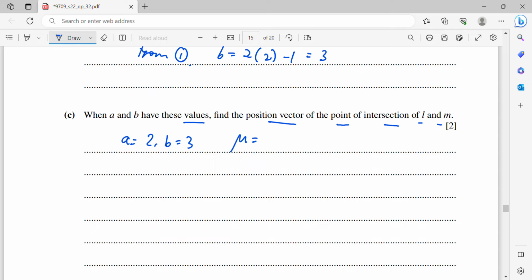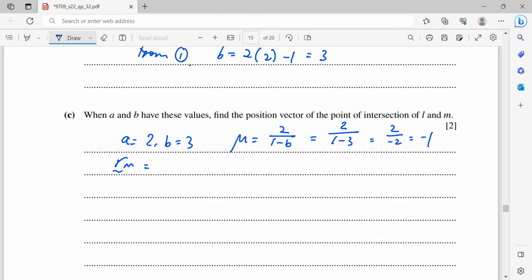So my a is 2, b is 3. My mu is 2 over 1 minus b, which means that is 2 over 1 minus 3, which is 2 over negative 2, then I get minus 1. Okay, so now I will substitute this into my Rm.